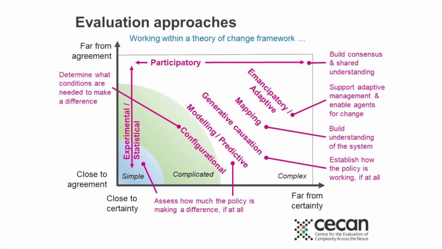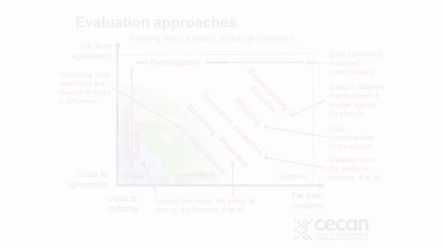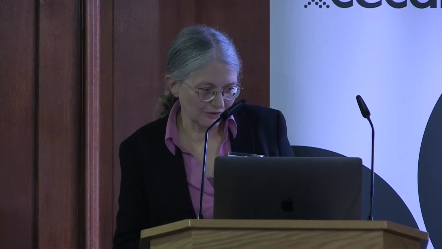Modelling and prediction helps us to answer the question, how well is policy doing when we can't set up an experiment, if at all? And configurational methods like QCA helps us determine what conditions are needed to make a difference. So what is sufficient to make a difference and what contributes to that.